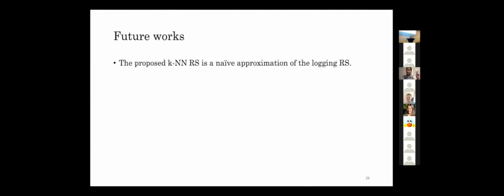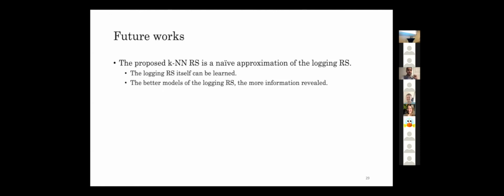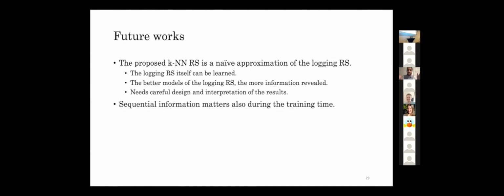Just briefly about future work: I used a very simple model to model the logging recommender system, the KNN recommender system. People might use more complicated ones in future work and reveal more information about the Y test, I mean, the test data given the order of the observed data. But it needs a careful design and interpretation of the results. And finally, I only talked about the evaluation process, but sequential information also matters during training time. We should make sure our algorithm is not learning that, because this is not something we want our algorithm to learn. I have to explain it later.